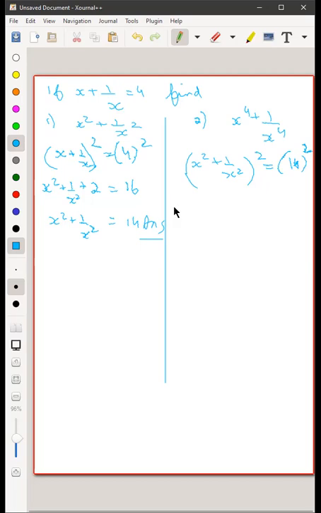Square. So it will be x raised to 4 plus 1 upon x raised to 4, which will be 190 plus 2, which will be 196. So if 190, so x raised to 4 plus 1 upon x raised to 4 is equal to 194.